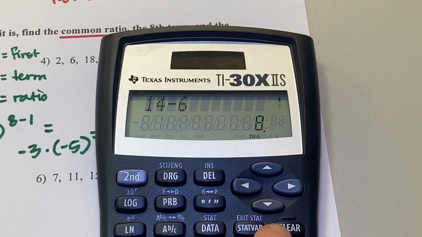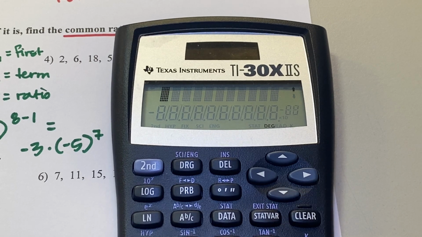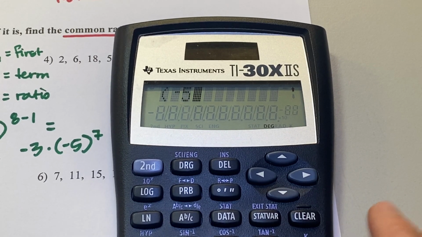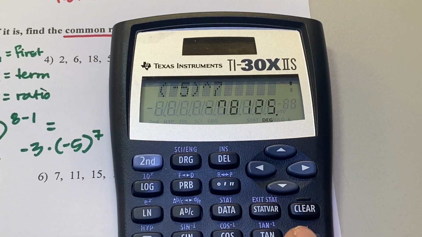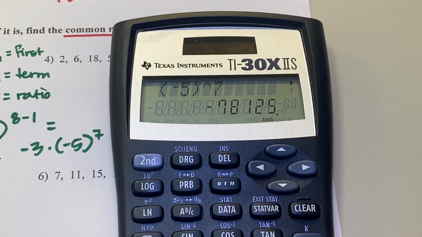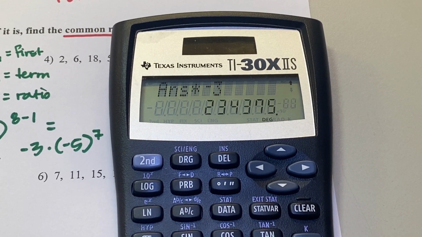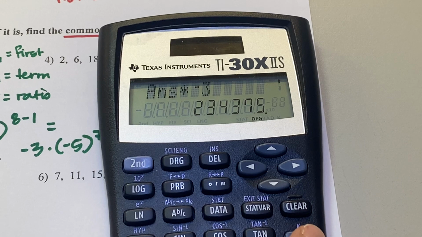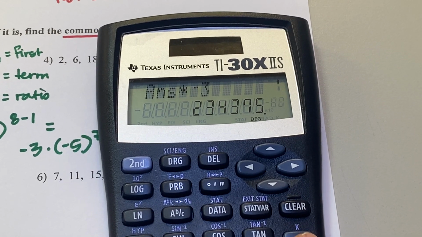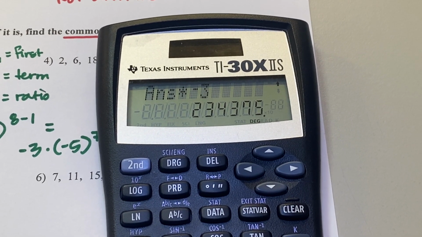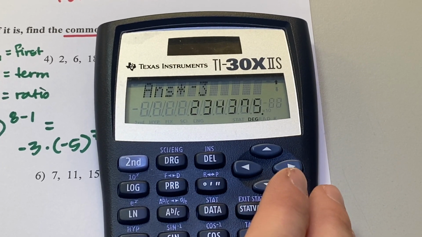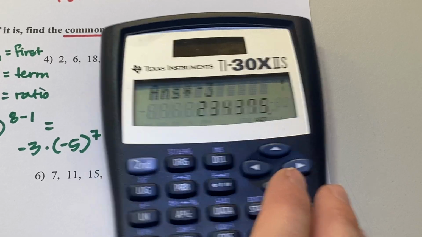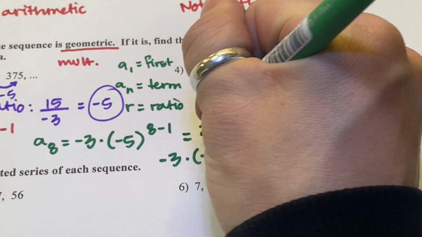You have to take care of your exponent first. So I'm going to do negative 5 to the power of 7. That gives me a big number. They're supposed to be big numbers. Then multiplied by negative 3, and that will be the 8th term in my sequence. The numbers are getting really big each time because you're multiplying. So the 8th term in this sequence will be 234,375.